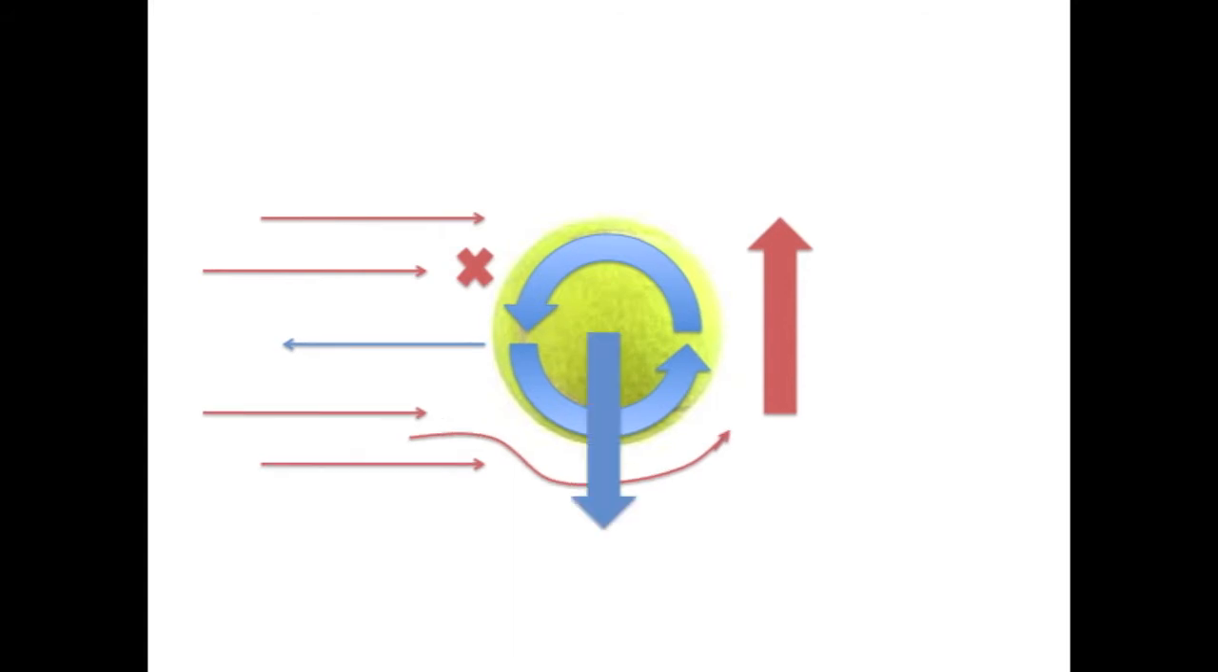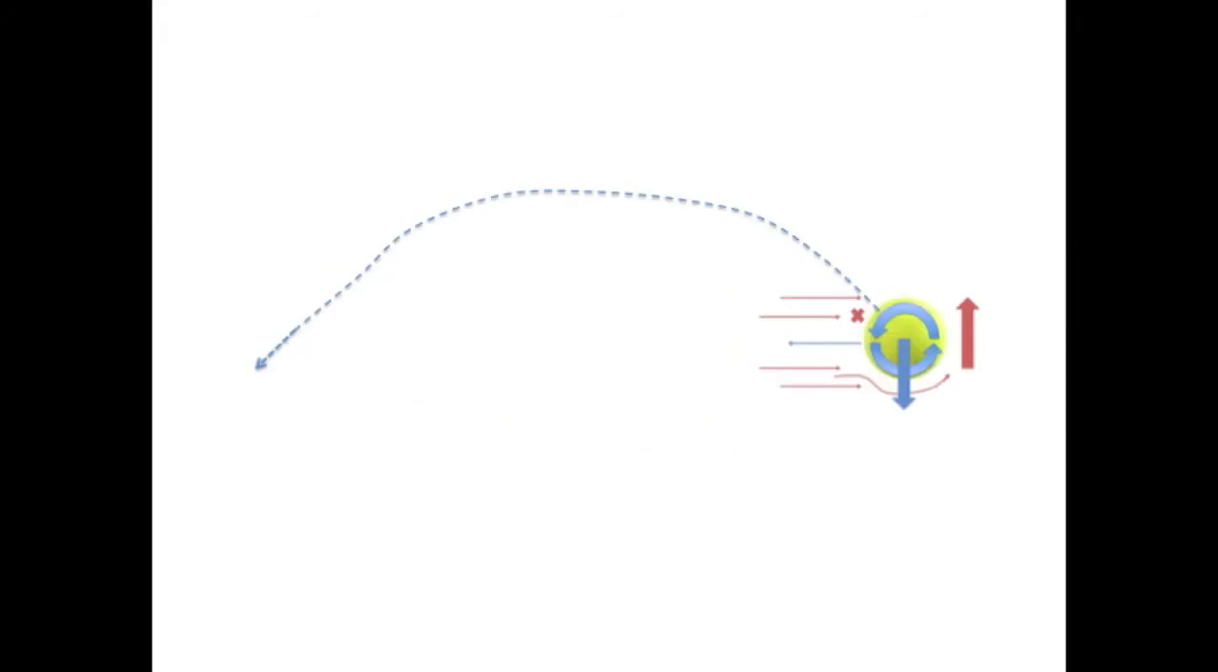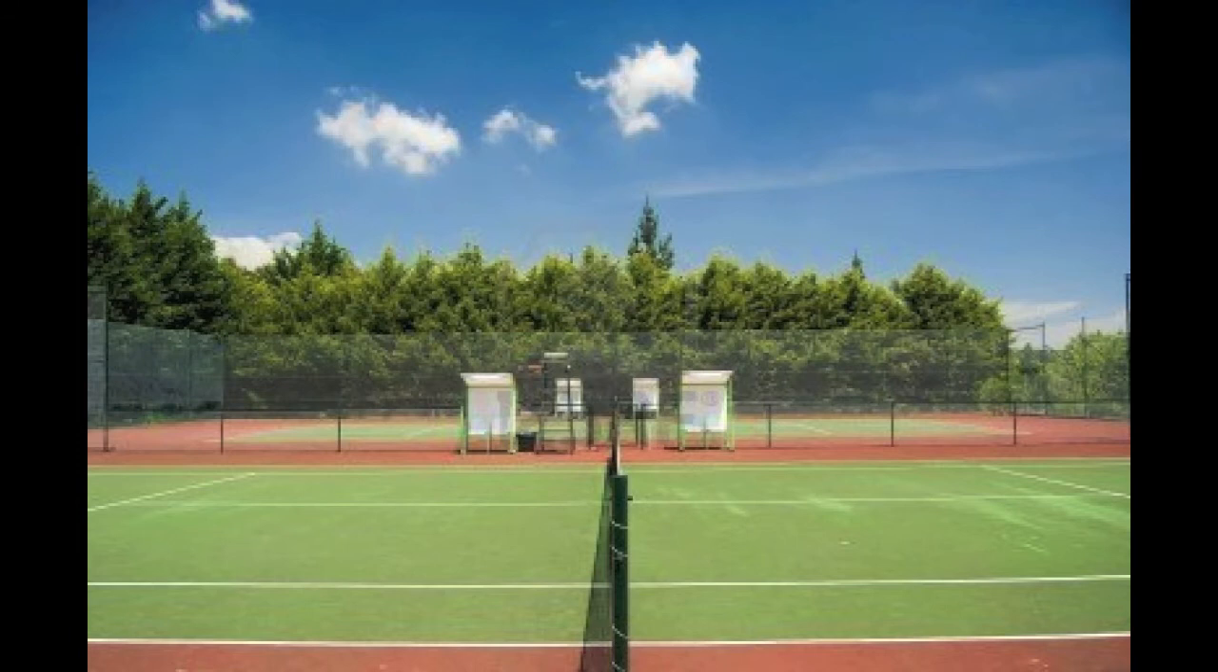Newton's third law tells us for every action there is an equal and opposite reaction. Thus, while rotation causes airflow to be upward, the force on the ball is downward. Thus, Magnus force will cause a trajectory that looks like this. And all of this can happen on the tennis court.